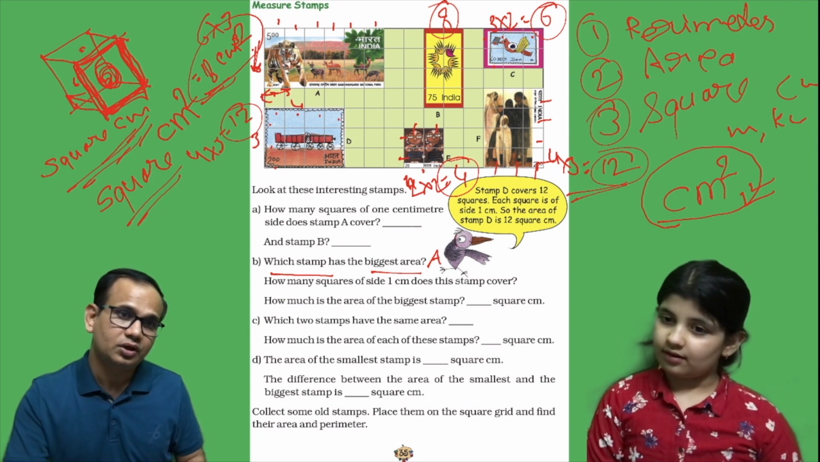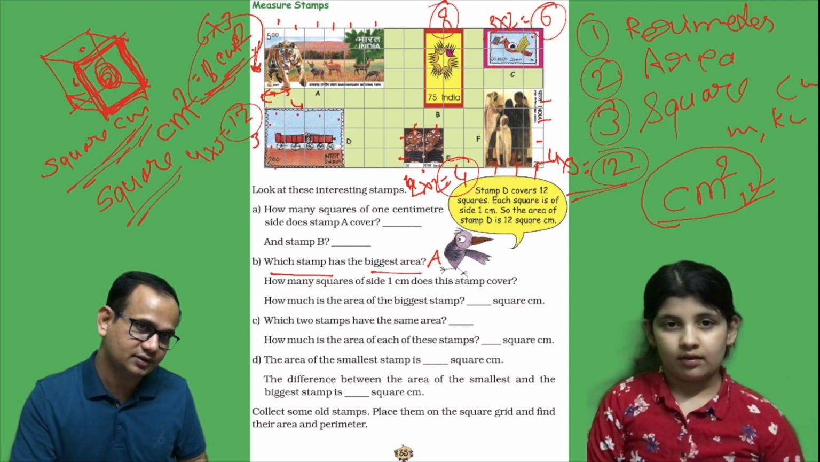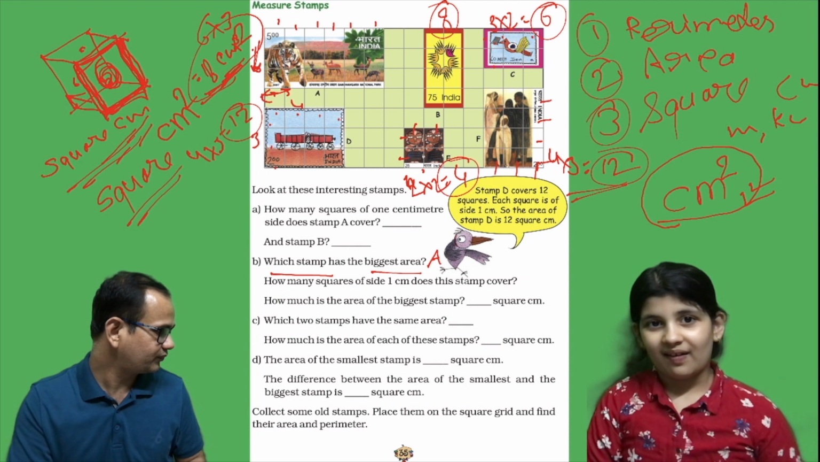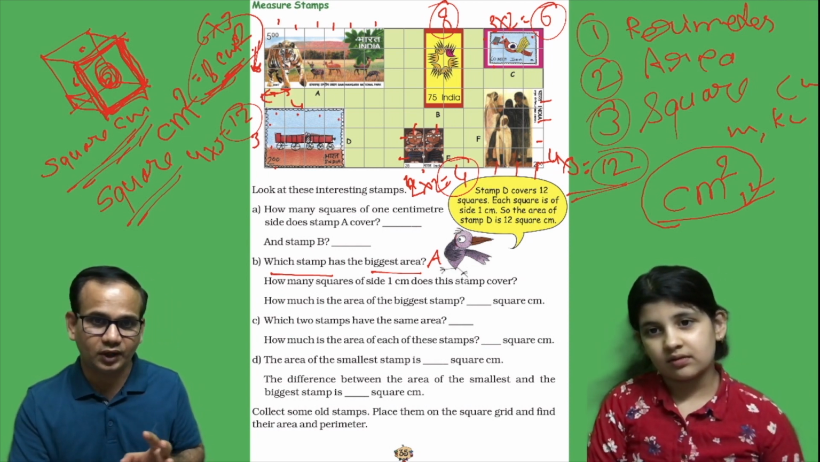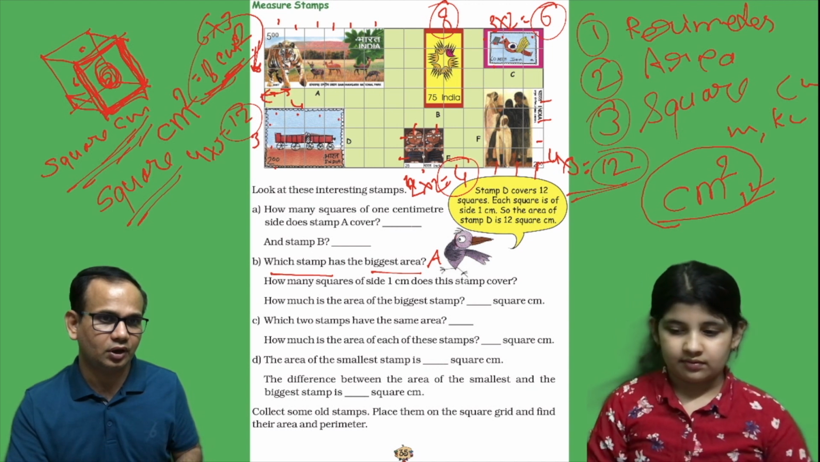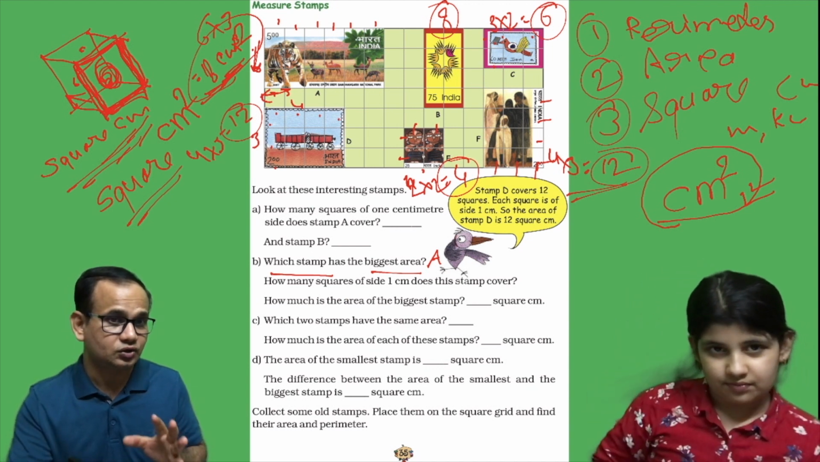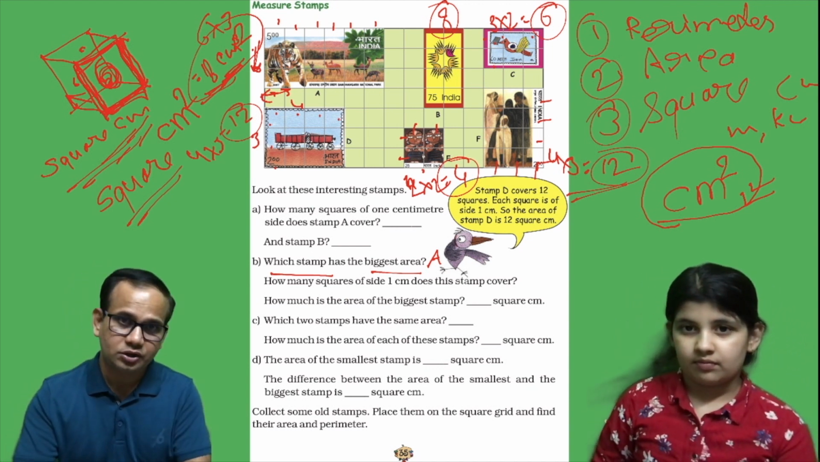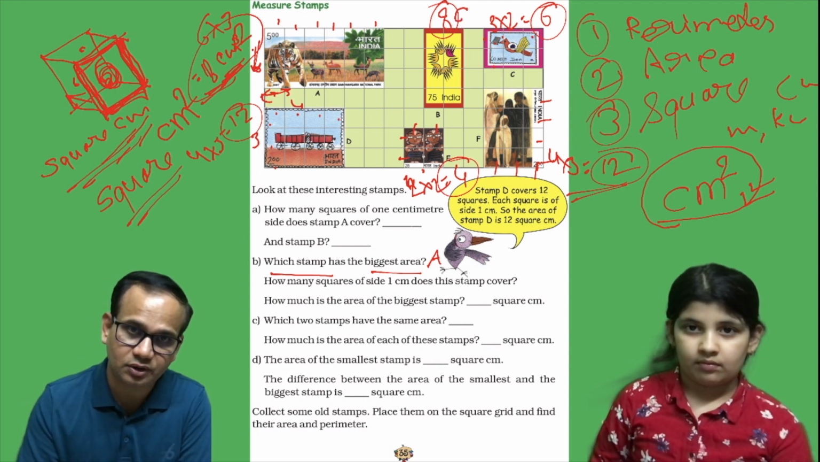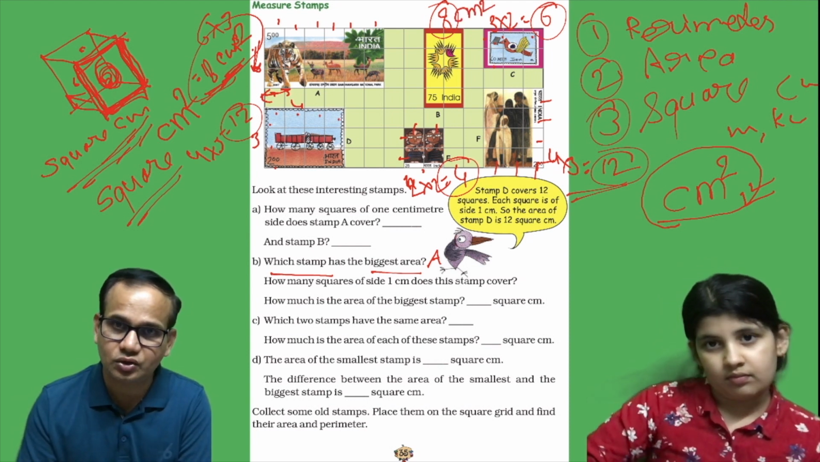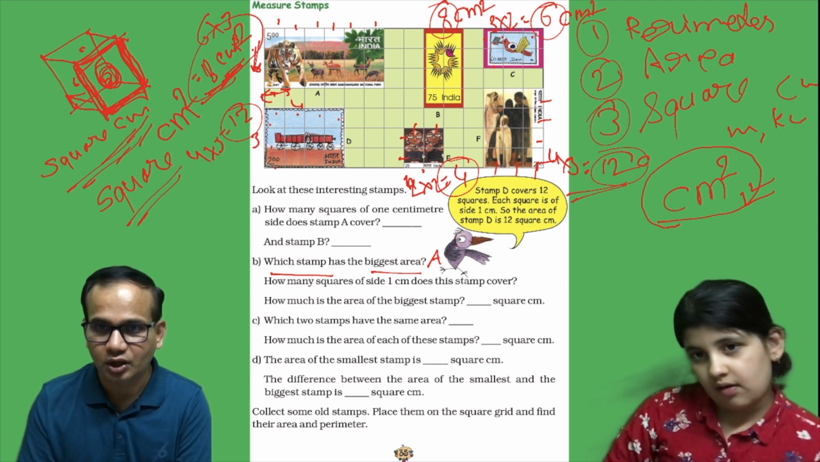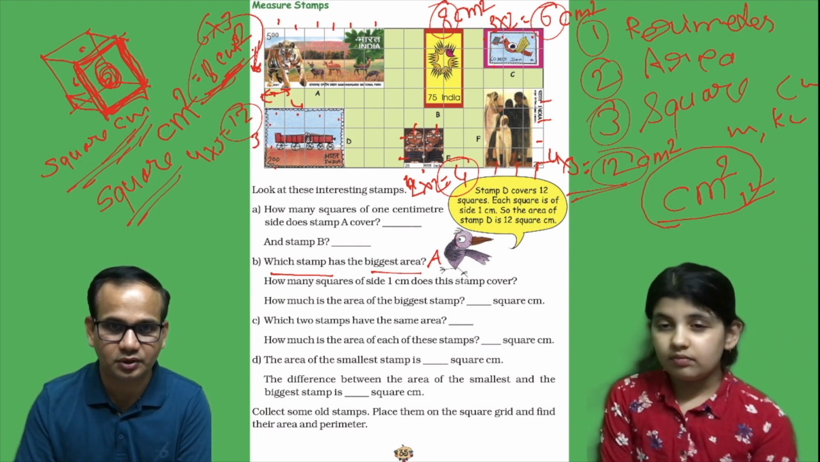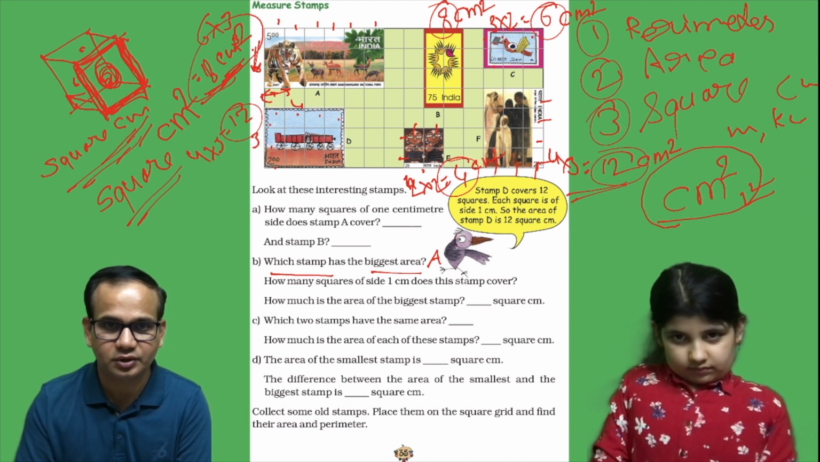Understood? You didn't observe I wrote it like this. So if you write it like 8, 6 or 12, 4 and 12, it is wrong. You have to write here square centimeter. Understood? 6 square centimeter. Then only it will be area. 12 square centimeter. 4 square centimeter. And here?